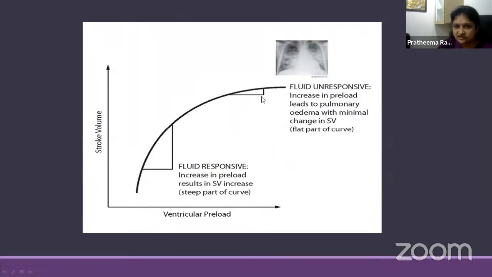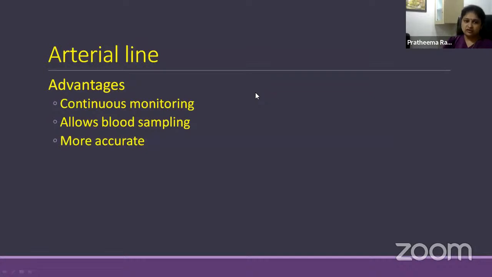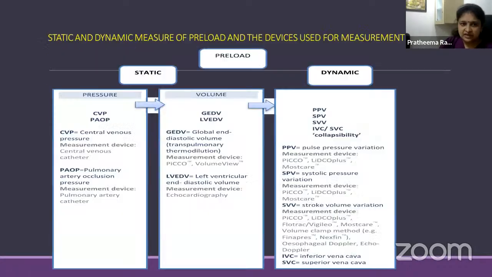But if we give a fluid bolus and the stroke volume is not increasing very well, then that means that compliance is bad, and if we keep on giving, we are going to flood the lungs also, causing more pulmonary edema. So we need to back off. With hemodynamic monitoring, we will know whether the patient is in this part of the curve or this part of the curve. So with an arterial line, we know it is continuous monitoring, and we can find all the traces.